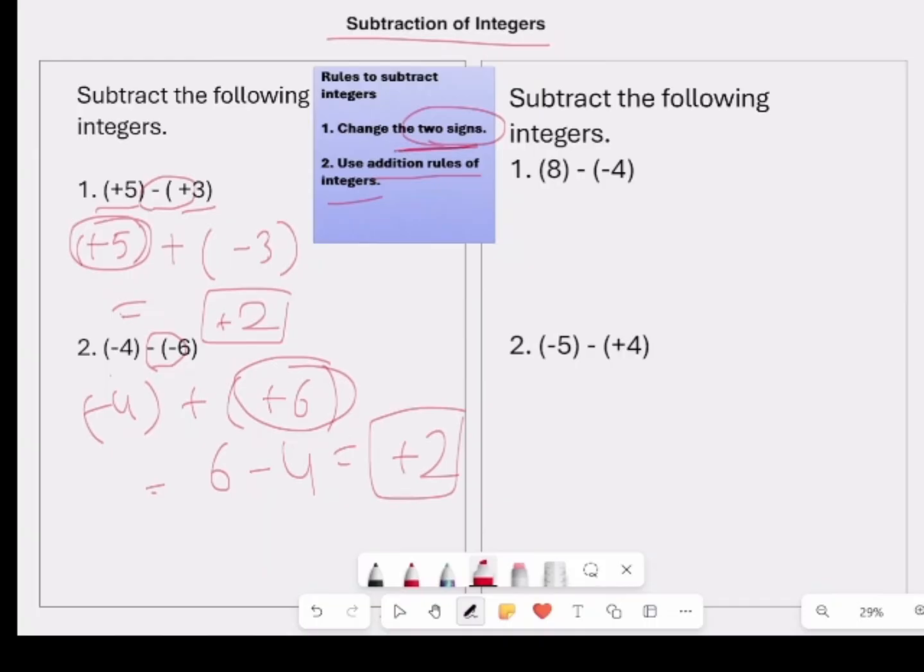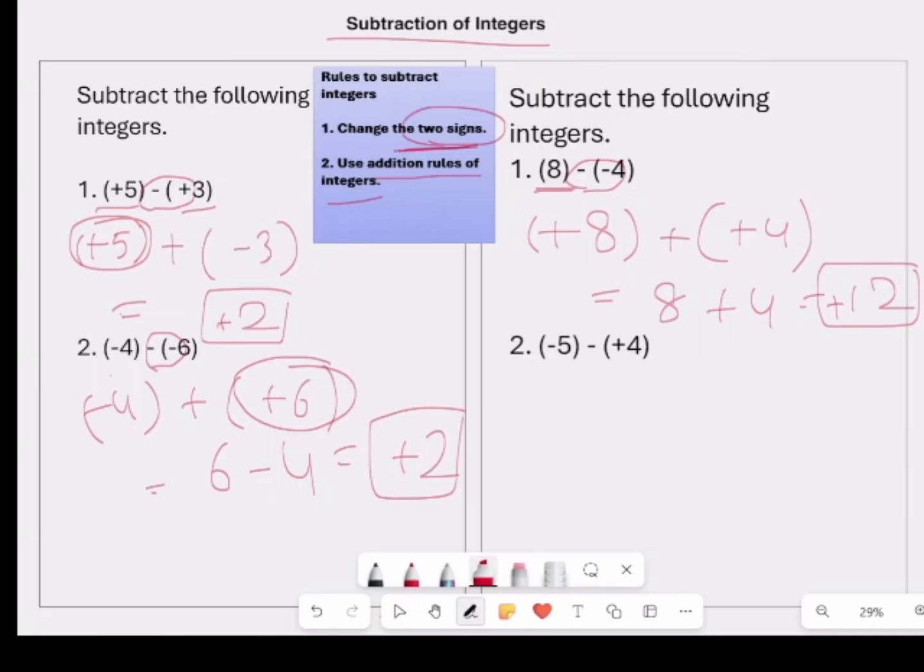Let's look at another example, but this one is interesting because here is just 8. There is no sign. But when there is no sign, it is considered as a positive sign in integers. You want to change these two signs, positive and positive. Now we are adding two integers that carry same sign. When they carry same sign, what do we do? Simply you just add them and then you use the same sign that was given in the question, which was positive.